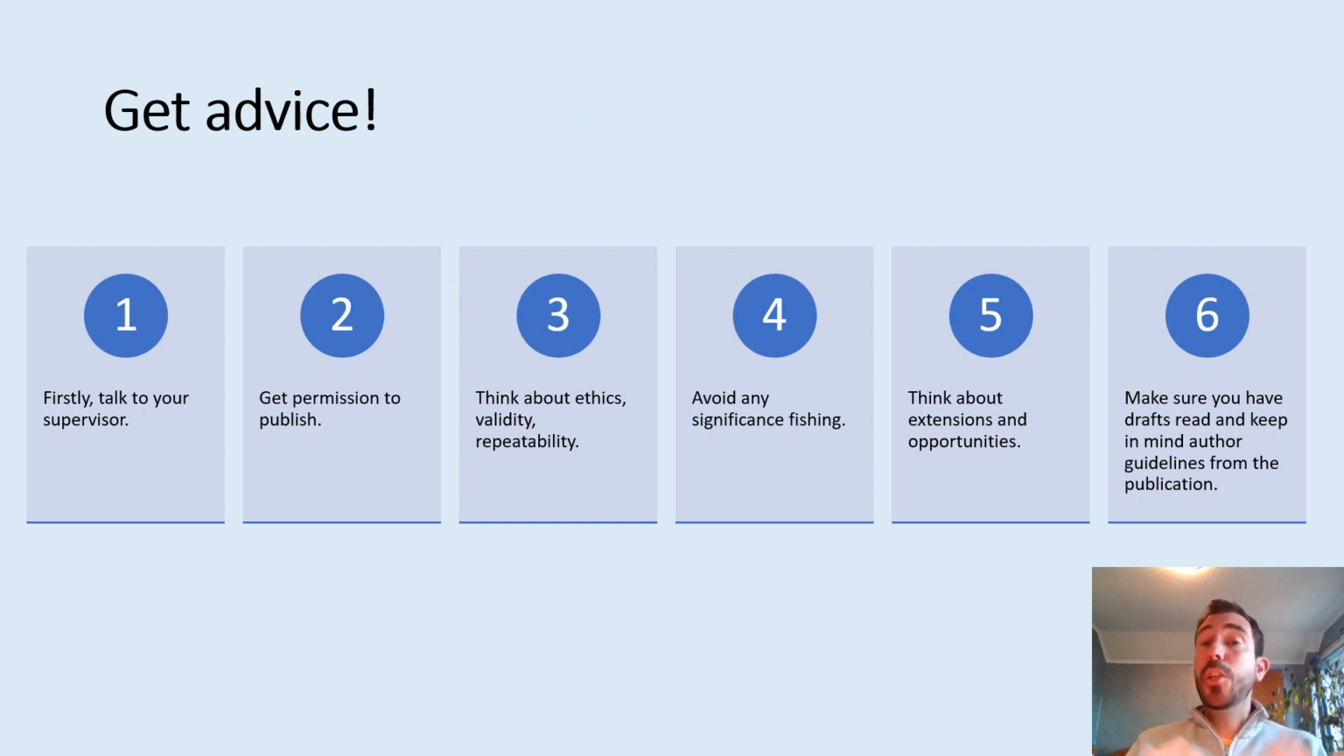So ultimately, when you have decided that you would like to publish, and you've spoken to your supervisor and other invested parties, and you've got permission to publish, think about the ethics, validity, and repeatability of your study. Keep the scientific method at the back of your mind. Can somebody else repeat what you have done from the information that you have provided? Don't cut corners, don't leave out detail, don't present results that aren't there, and don't give conclusions that you really want to have rather than the conclusion that you've actually got.